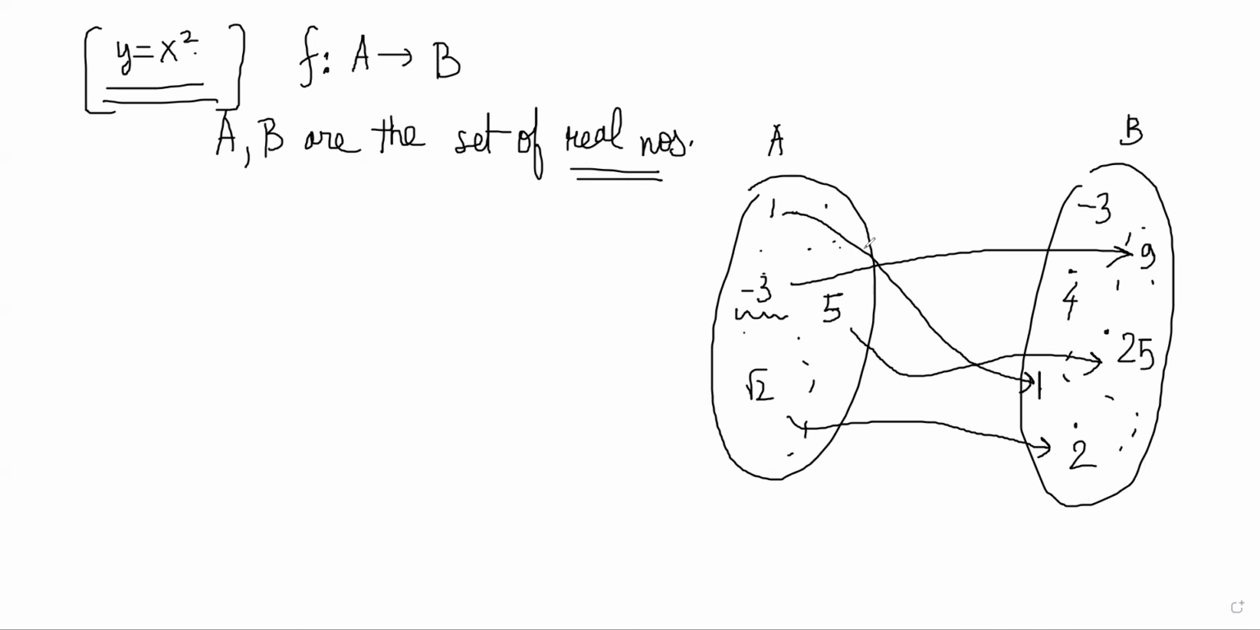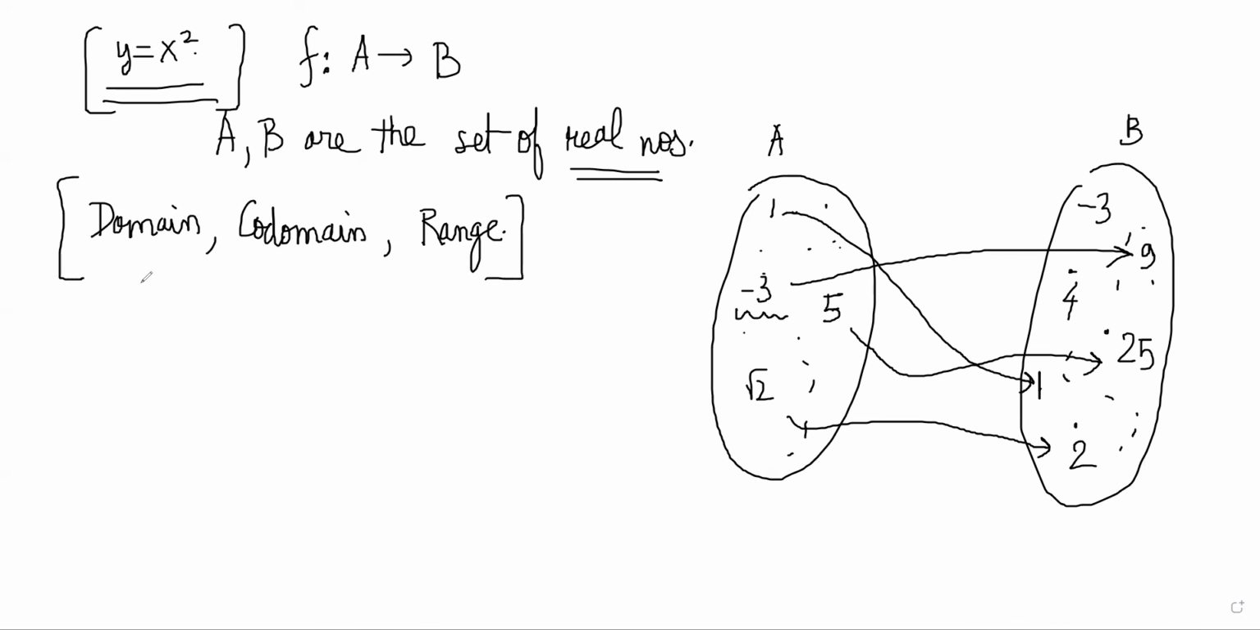And now we'll come to understand what is the meaning of the terms domain, codomain, and range. What do I mean by all this? So domain is basically your set of all the inputs, right? So set A, right? Codomain is the set of possible outputs, which is the whole set B.